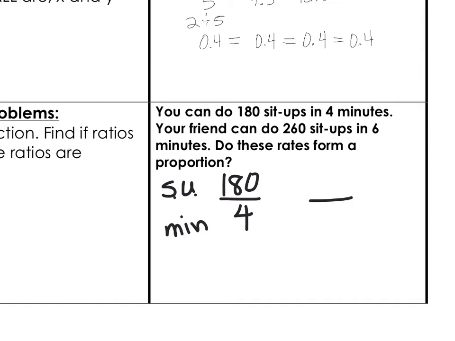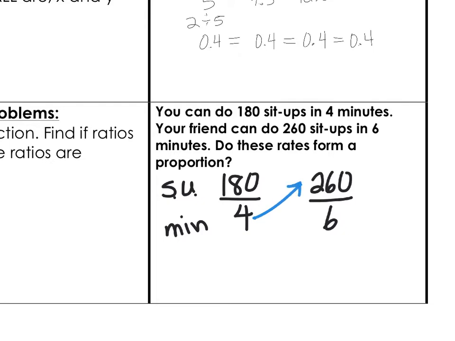Your friend can do 260 sit-ups in 6 minutes. We're going to figure out if we have the same rate of sit-ups, doing sit-ups in so much time. We're going to do that by doing cross products.